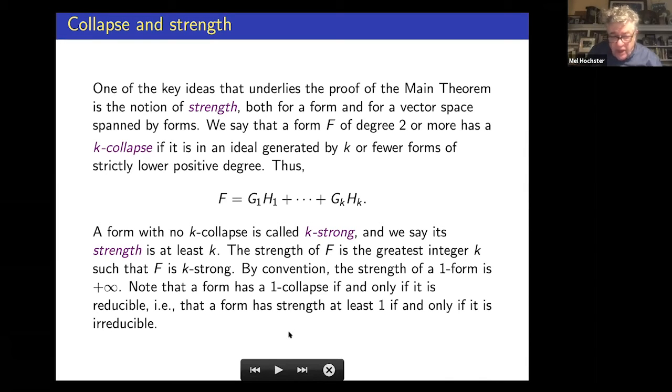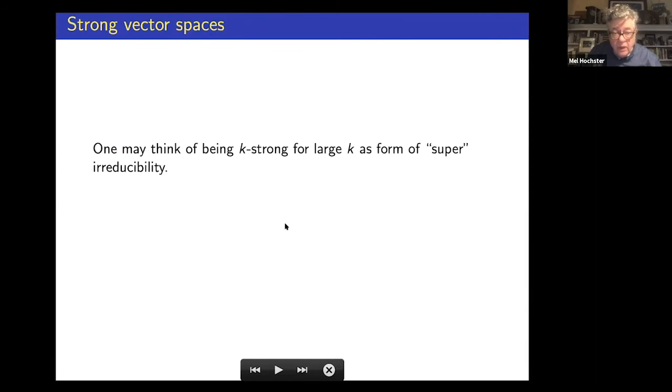So 1 collapse means reducible. You can write it as FG1H1. So if the strength is 1, then the polynomial is irreducible. That's the meaning of strength 1. So you can think of K strong for large K as being super irreducible, if you like.